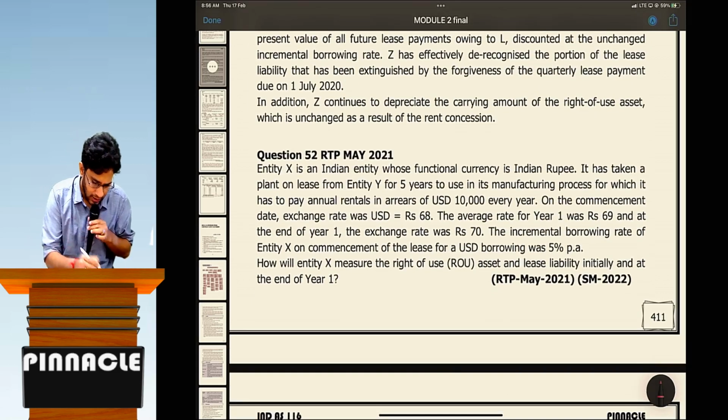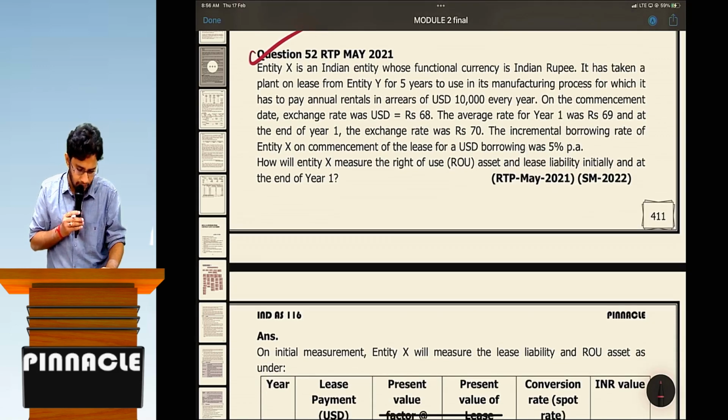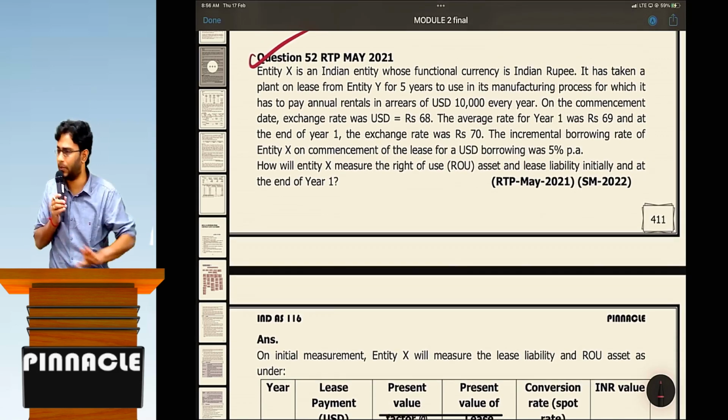That's all, sir. Question number 52. This is not on this COVID-19 amendment. This is a normal, independent question. Read.